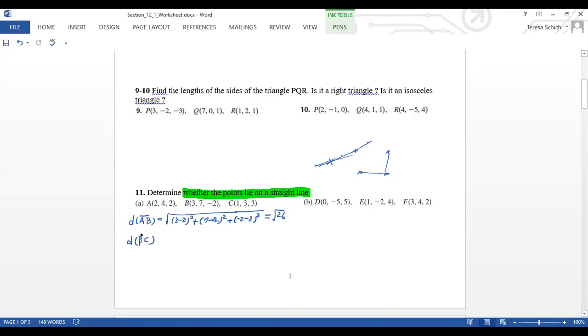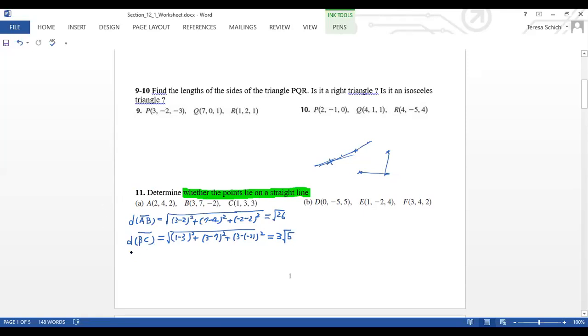Now the distance between B and C. It is 1 minus 3 squared plus 3 minus 7 squared plus 3 minus negative 2 squared. If you calculate that, it's 3 times the square root of 5.